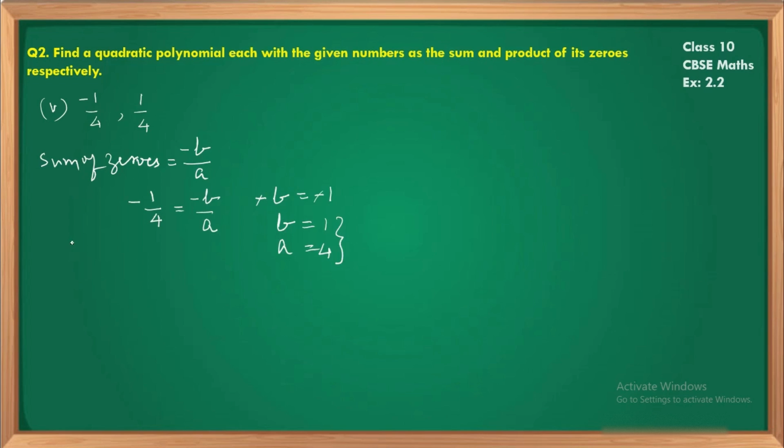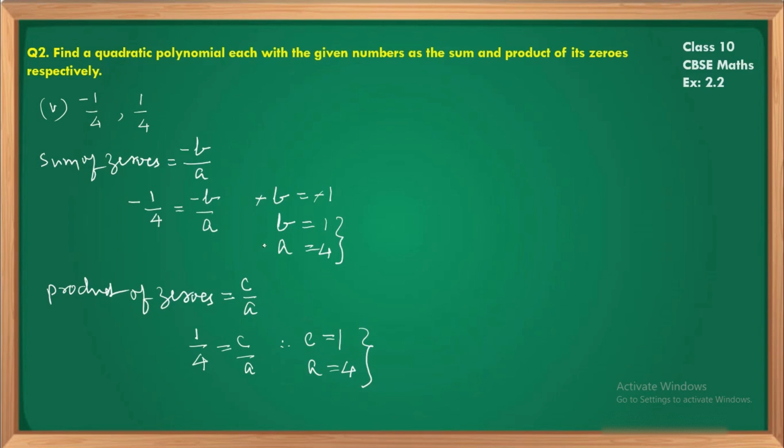Now let us write down the product of zeros, which is equal to c by a. And in the question, the product of zeros is given as 1 by 4. 1 by 4 is equal to c by a. Therefore, c is equal to 1 and a is equal to 4. That means 1 is in place of c and 4 in place of a. That's how you got the value of c and a. Here you can observe that the a value is 4 in both the cases. Therefore, you can now straight away go to the formation of the quadratic polynomial.